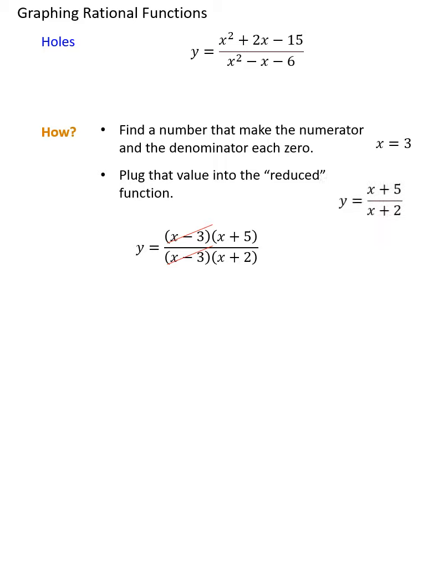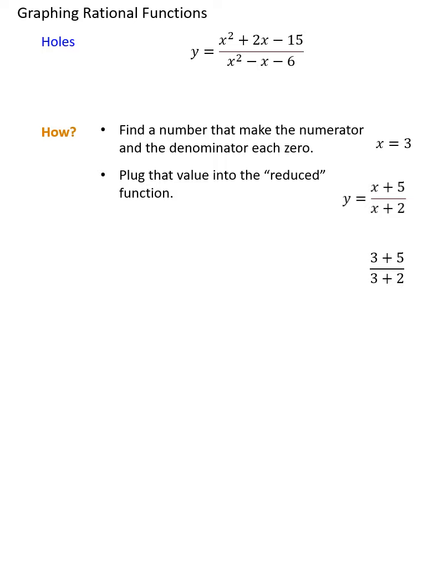So now that I've canceled my like factors, I can now plug 3 into that expression, according to the rules of how to find a hole in a graph. Plugging 3 into that expression gives me an answer. And the 3 I plugged in, combined with the answer I got, makes the ordered pair that is going to be the hole in this graph.